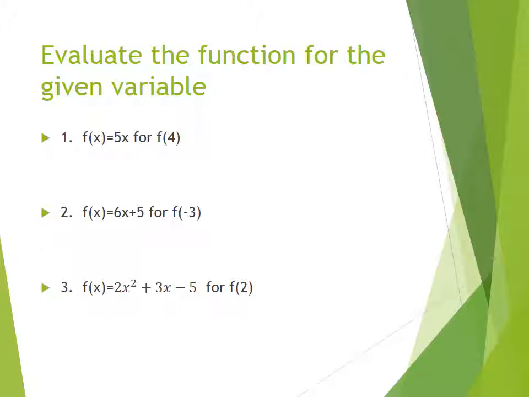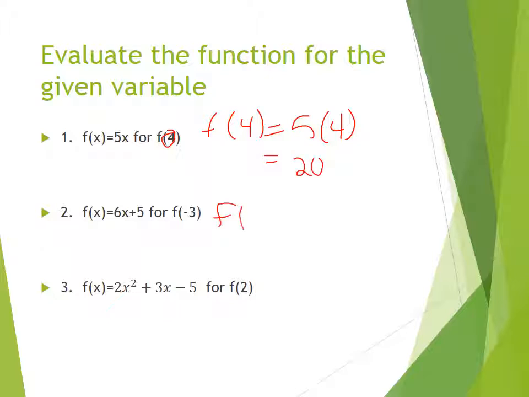Evaluating for a given variable. When we know what that x is going to be, we just substitute it in. So f of 4 equals 5 times 4, and we just evaluate. We just do the math from there. So f of 4 equals 20.